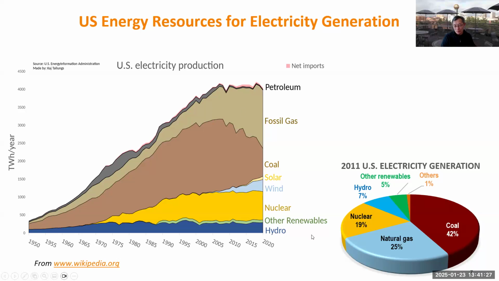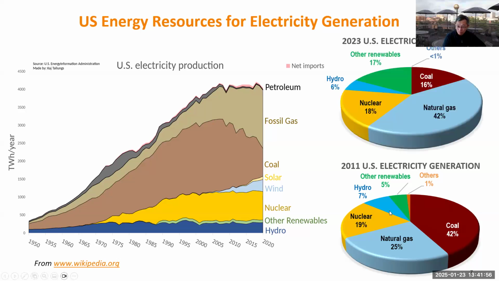It's different from the first chart, which shows the solar and wind individually. This other renewable means things like wave power or any other renewable that is not solar or wind. This green one does include solar and wind. So 14 years ago, it only took 5% of the total electricity generation.